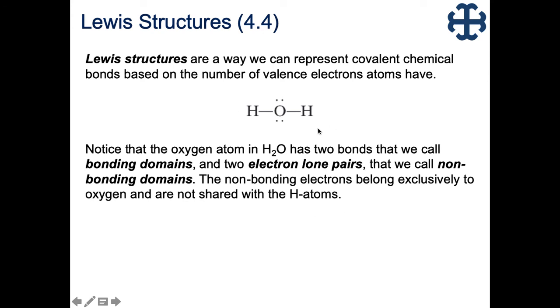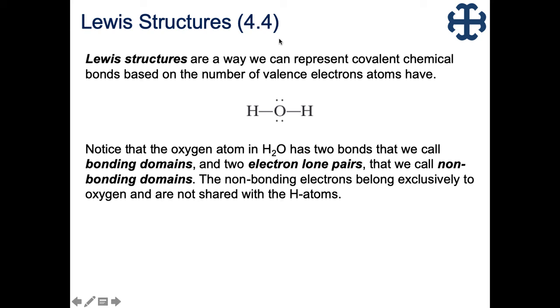Something that we drew but didn't necessarily name last time are bonding domains and non-bonding domains. So if we have a line, if we have a bond between 2 atoms, we call that a bonding domain. We can have a double bond or a triple bond. That would still be considered a single bonding domain. In this case, we only have 2 single bonds, so 2 bonding domains.